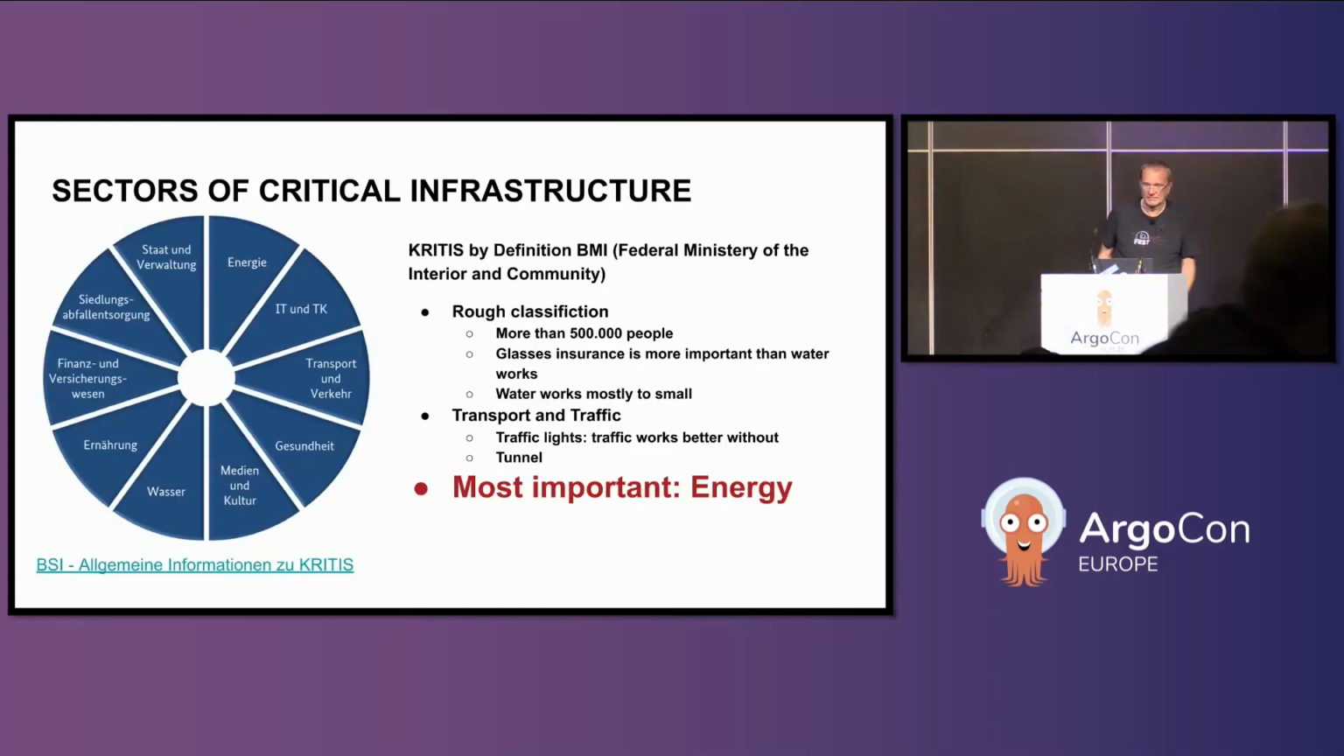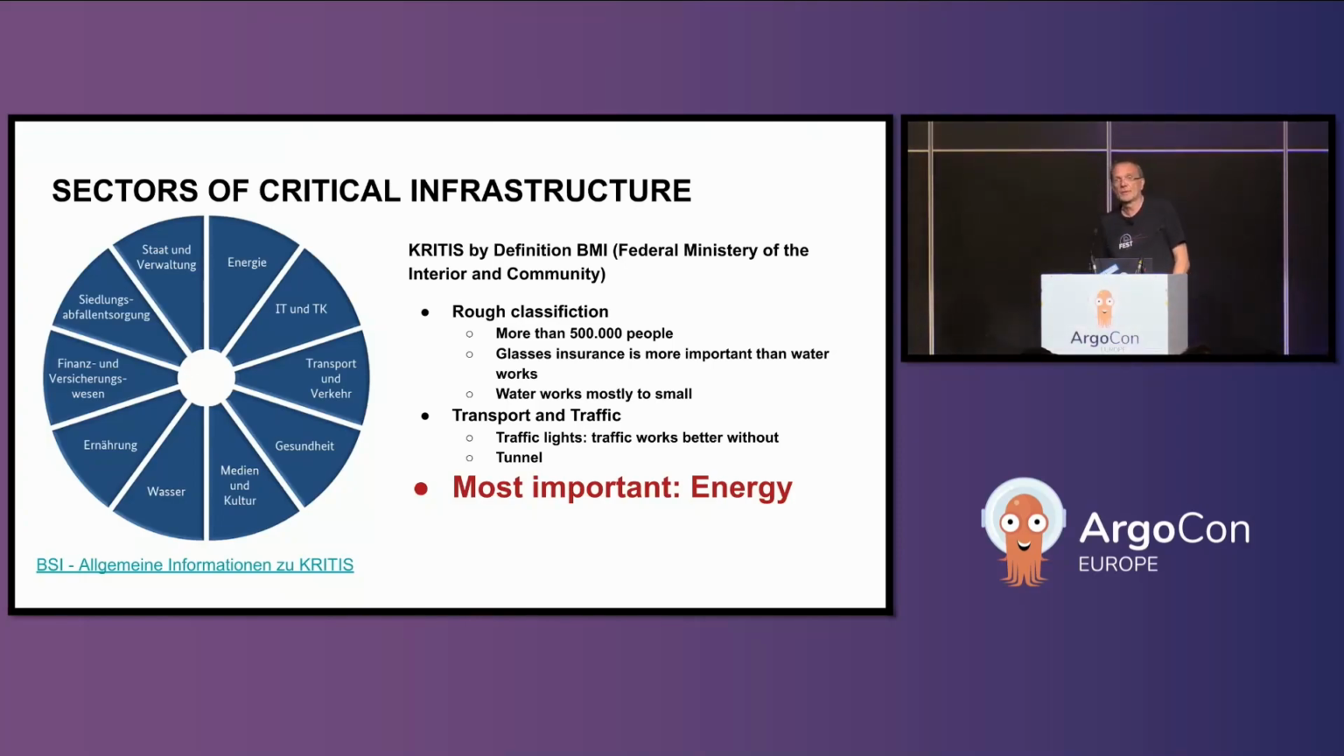So this is a slide. What are we talking about? We are talking about critical infrastructure, which is here the German definition. In all other countries, there will be a similar definition. In Germany, we have this CRITIS regulation. And it's a very rough classification. Just to introduce you, it needs more than 500,000 people involved if something goes really wrong.